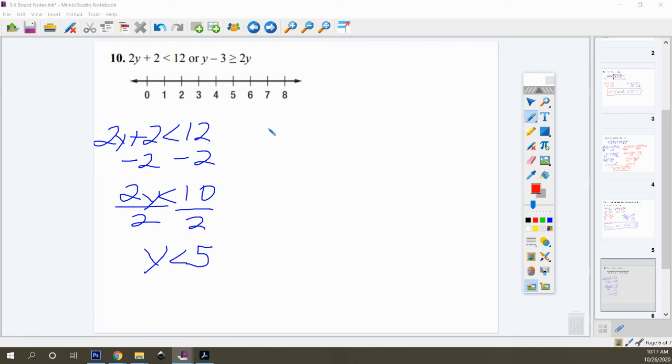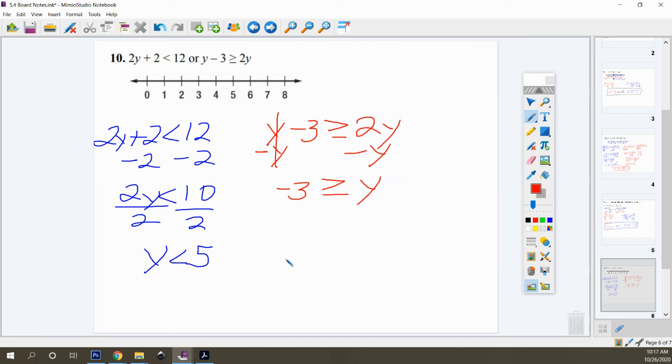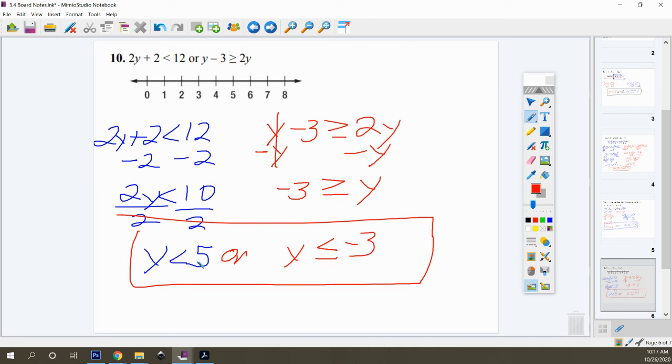For the other one, y minus 3 is greater than or equal to 2y. Okay, I have 2 y's. I have one on this side and one on this side. This one's smaller, so I'm going to subtract it and get rid of it. When I do, I have negative 3 because that cancels, greater than or equal to 2 minus 1, which is 1. I want to flip this over so that the y is on the left. When I flip it over, I had to flip my sign also. This was an or problem, so I have my or in there. Okay, this would be my answer.